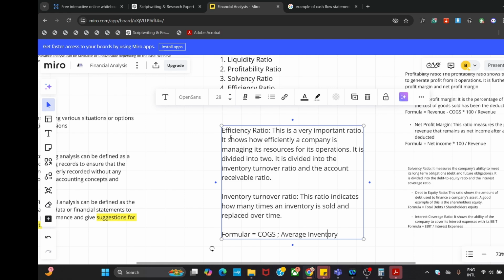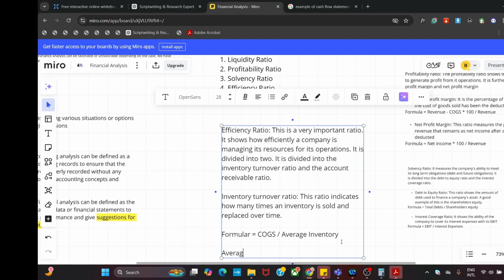Okay, so this is the formula for calculating the inventory turnover ratio. To calculate the inventory turnover ratio, what we have to do is just divide the cost of goods sold by the average inventory. And to get your average inventory, you sum your opening inventory and your closing inventory, and divide it by 2.